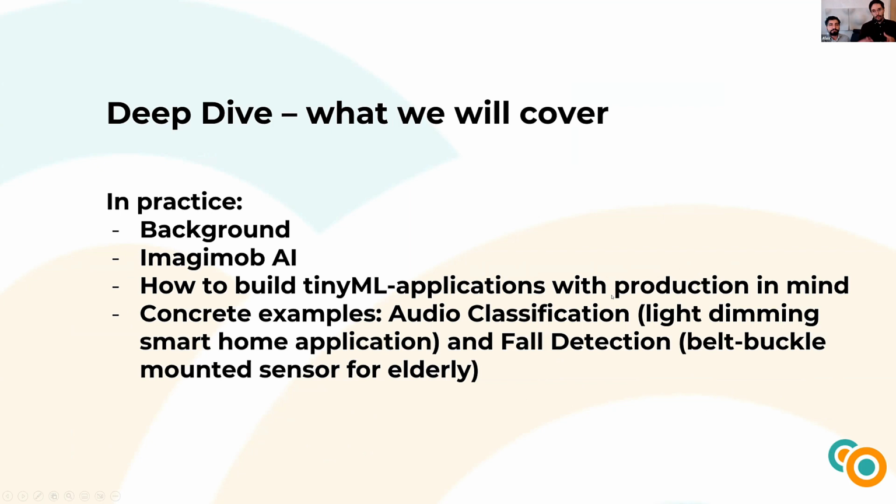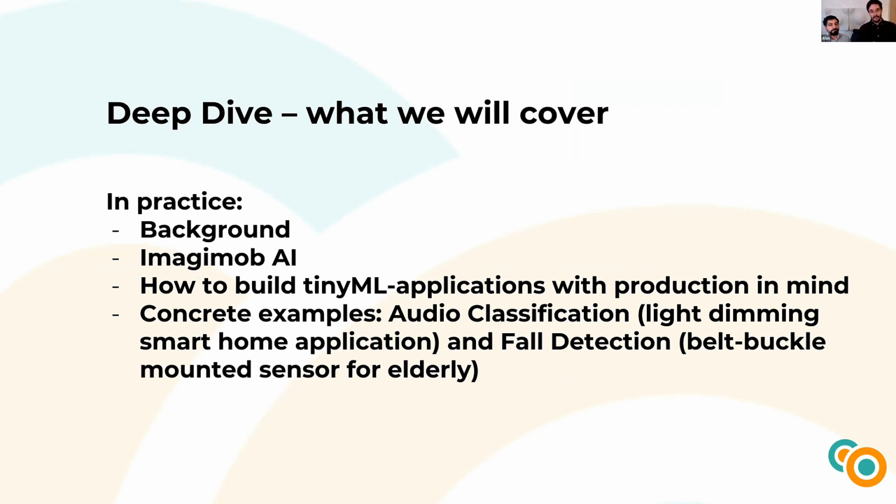What we will be going through in this deep dive is, first, we'll tell you a little bit of background to Imagimob, what we've been doing through these years, and then we will tell you about the platform, what it is and what you can do with it. Then we're going to show you how you can build tiny machine learning applications with the state of mind of going into production already when you start building your applications. And we're going to do this with 2 concrete examples.